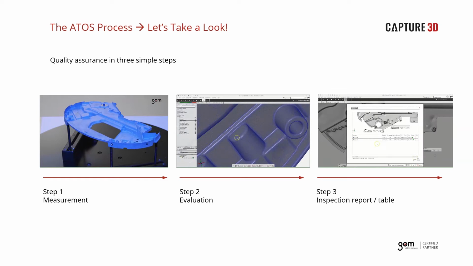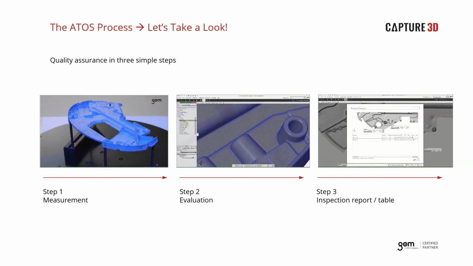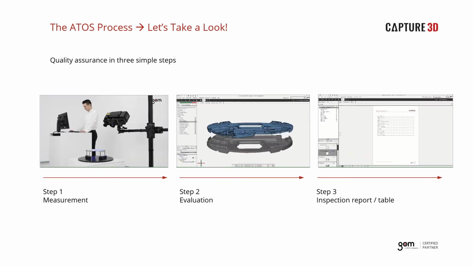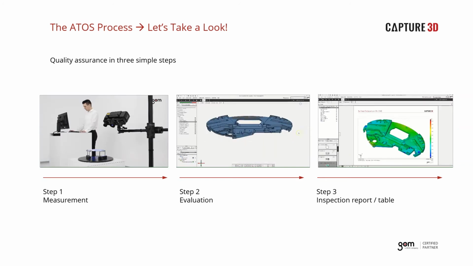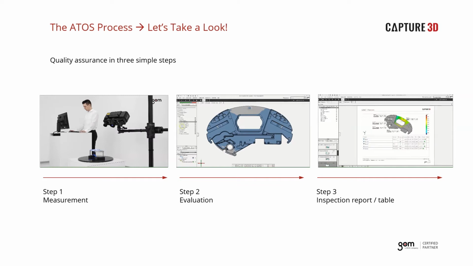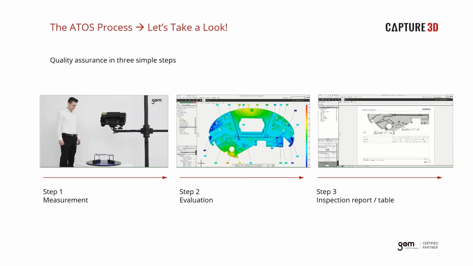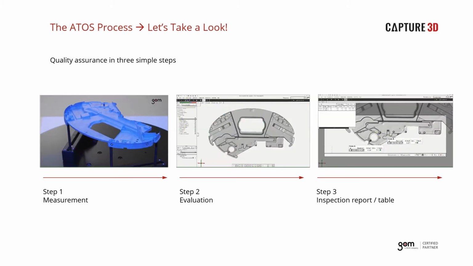So this is when we gather data on our part, and in fact our fringe pattern gathers millions of data points across our part that we will use in our second step, which is for evaluation. Step 2 in evaluation, this is when we can see the cleanness of our mesh and how it's going to compare back to our CAD model.